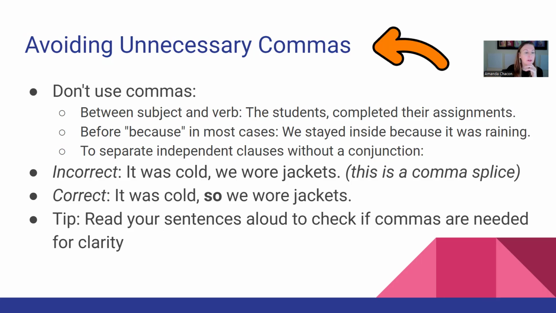Another incorrect example would be, it was cold, comma, we wore jackets. This is actually a comma splice, which was my worst enemy in high school. It's two different things happening. It's cold, we wore jackets. We can't just stick them together with the comma and expect it to make sense. We need to add some kind of transition word there. It was cold, so we wore jackets. And then there's the comma right there.